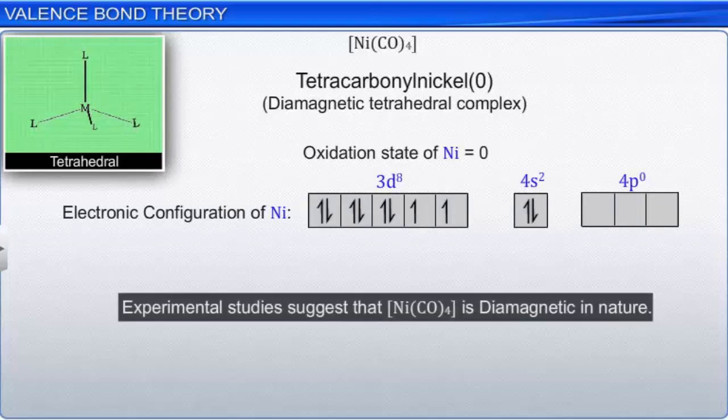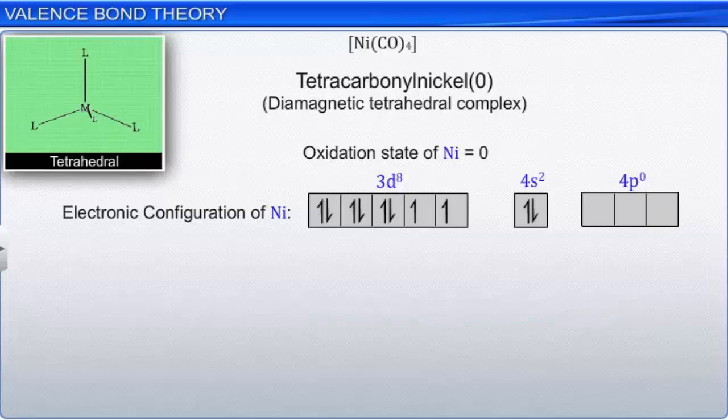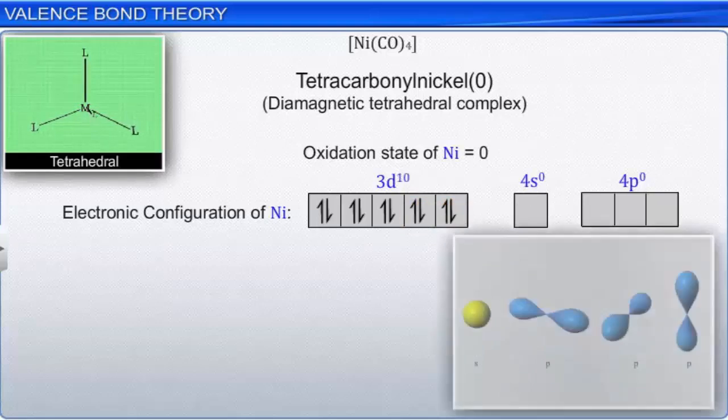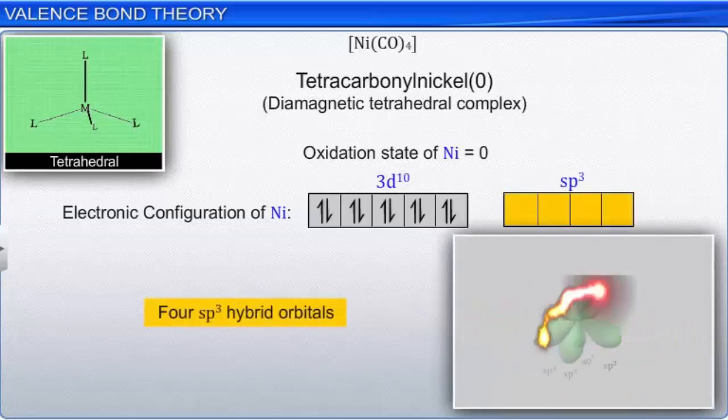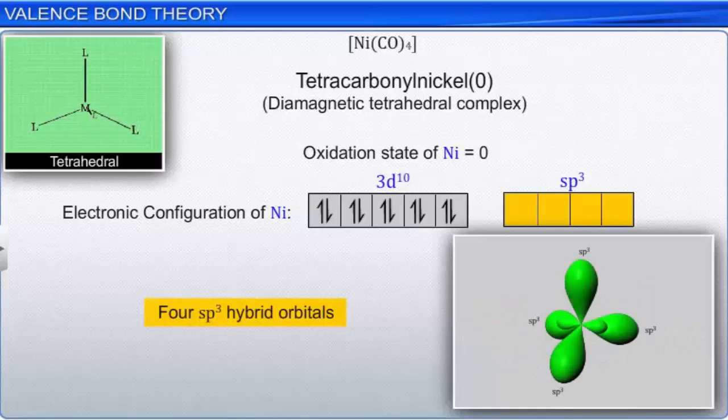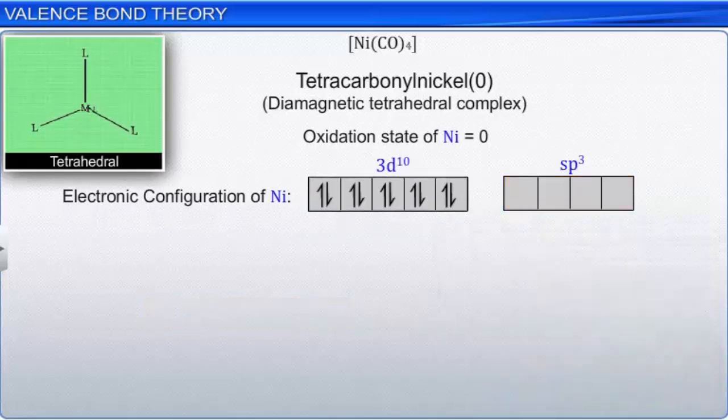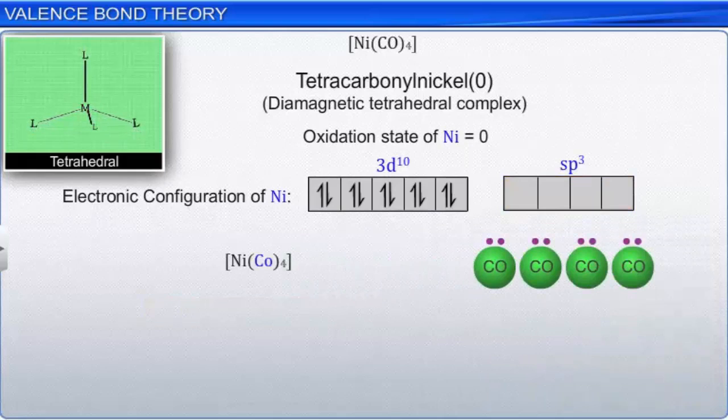This is possible only when the paired electrons in the outer 4s orbital pair with the electrons in the 3d orbital. Thus, the metal atom undergoes sp3 hybridization to result in 4 sp3 hybrid orbitals. The 4 electron pairs donated by the 4 ligands are accommodated in these orbitals. Hence, the complex is a diamagnetic tetrahedral complex.